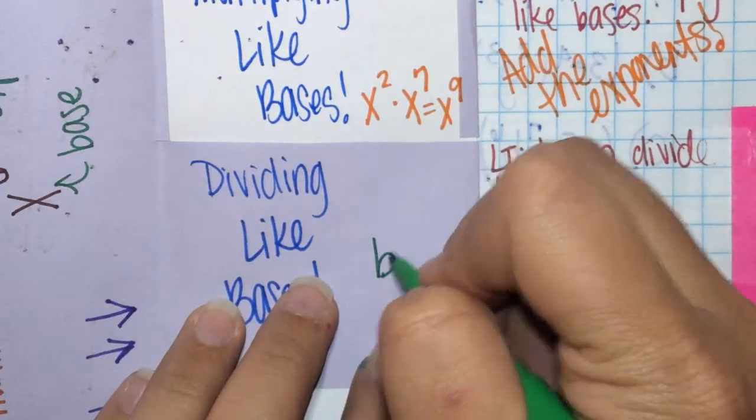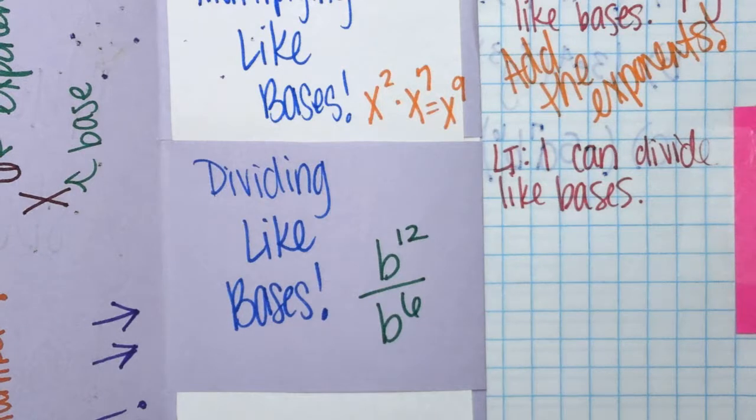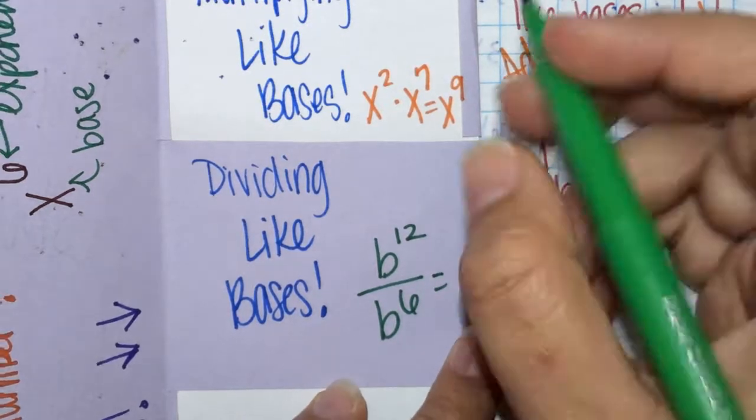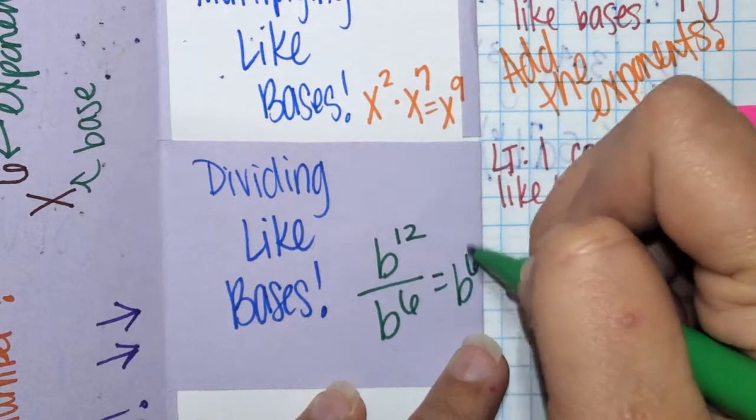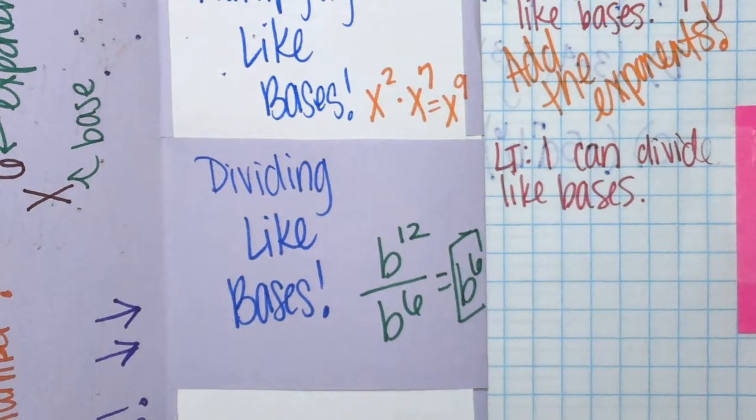So if I said b to the 12th divided by b to the 6th, when you divide like bases, subtract the exponents. So what's 12 minus 6? 6. You're done. That's all you do. That's pretty. Isn't it lovely?